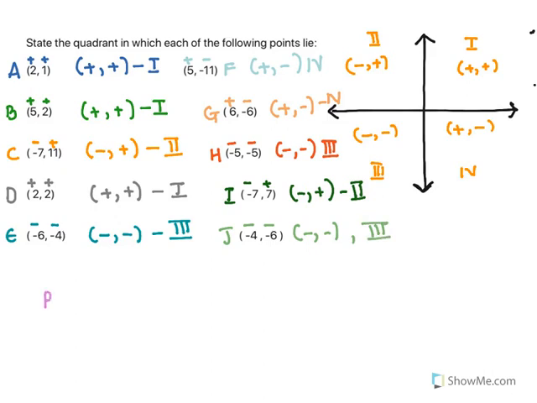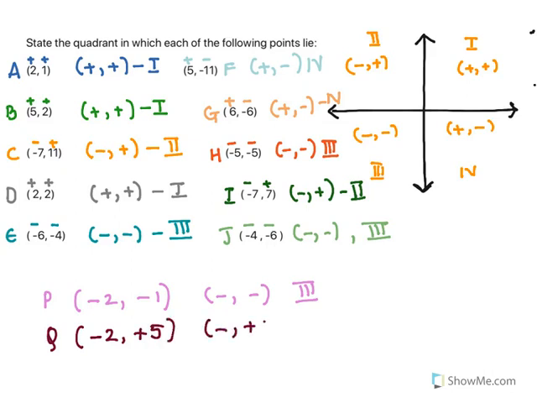Suppose we have a point, say P, which is -2, -1. So it is negative and negative. Negative, negative we see lies in the third quadrant. Suppose we have a point Q, -2, 5. That is negative, positive. Negative, positive will lie in the second quadrant.